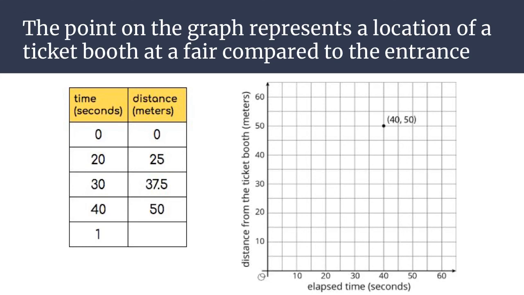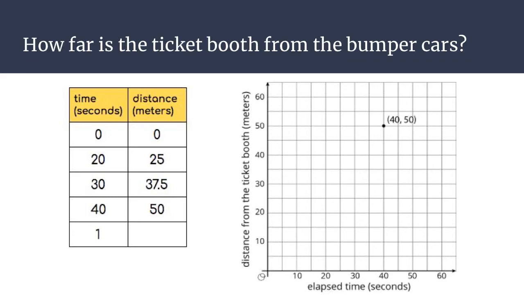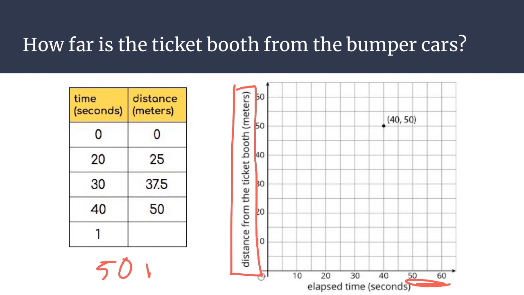Okay. The point on the graph represents the location of a ticket booth at a fair compared to the entrance. How far is the ticket booth from the bumper cars? Well, since 40 is the time and the distance is the y, it is 50 meters.